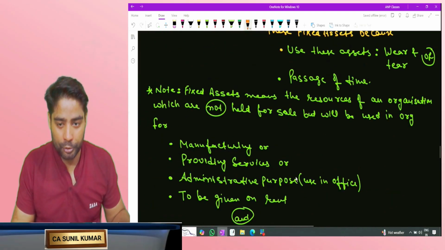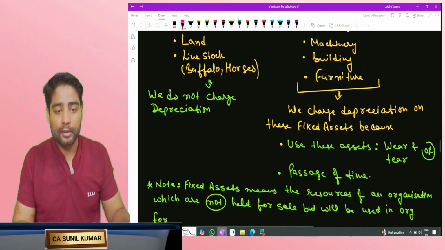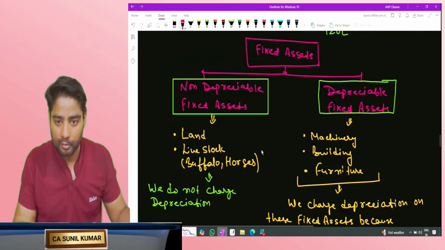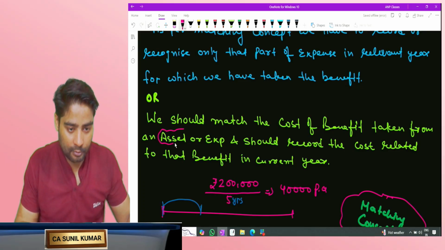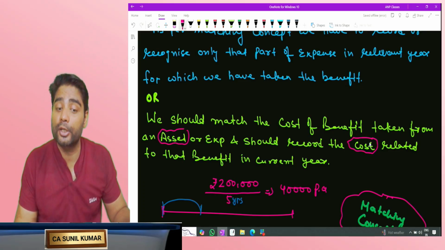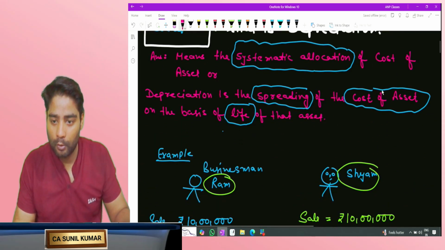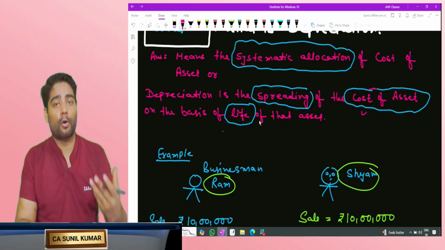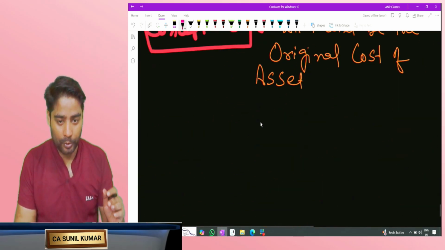First of all, let me show you. I have written the original cost in many places. Asset cost, cost means original cost. And we have written it in this. Cost of asset means original cost. So this is what the cost or original cost of an asset is. We have to figure it out, we have to know it.